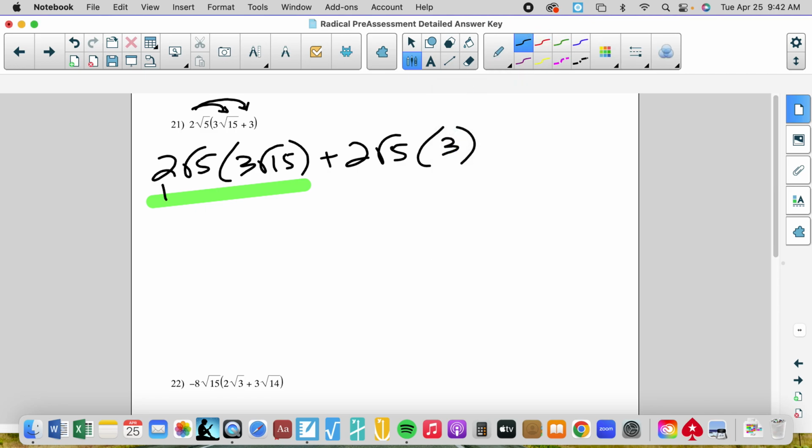So I'm going to multiply the outsides. 2 and 3 make 6. And now we have the radicals. So I have rad 5 times rad 5, rad 3.